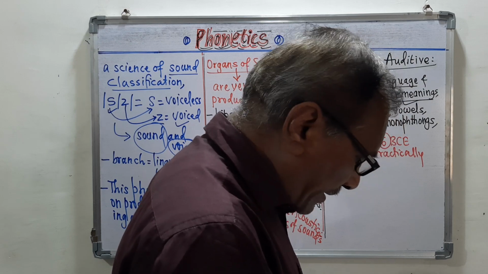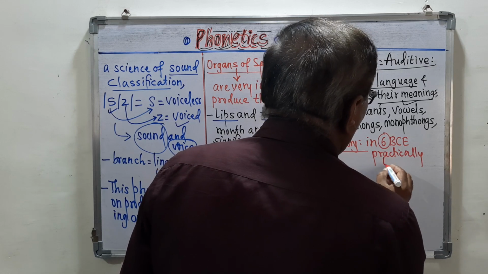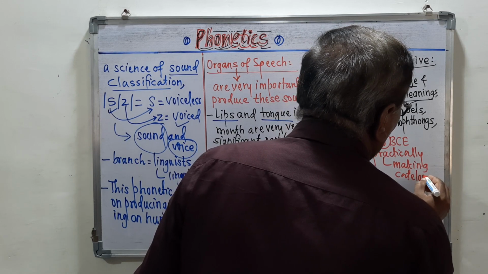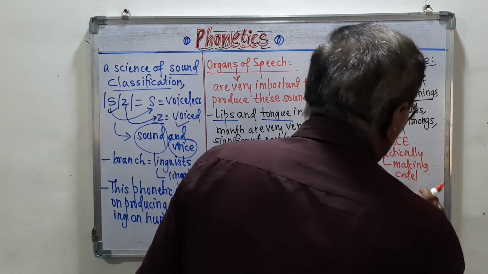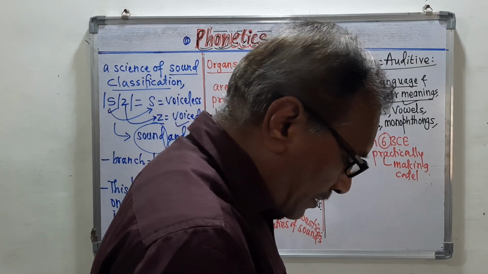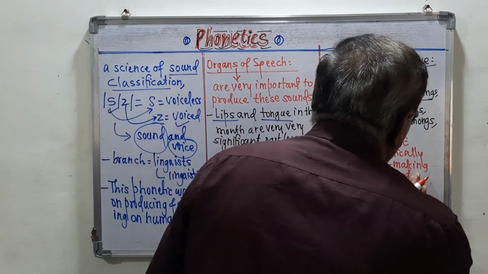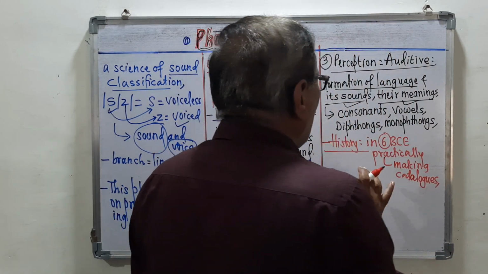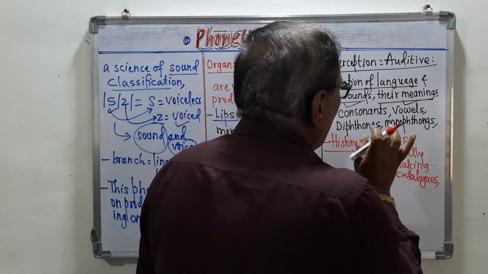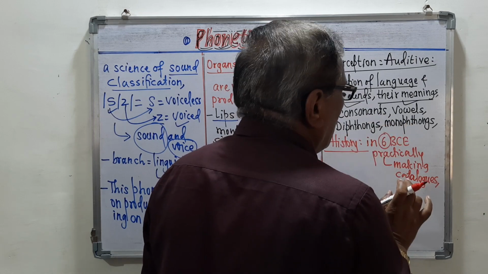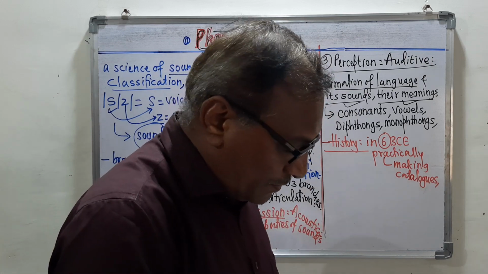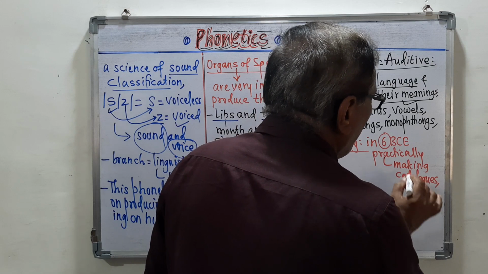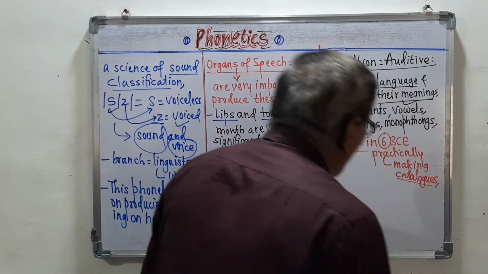And in this period, they made the catalogs. Remember, the spelling is catalogs. So what is the point? The point is that in the 6th century BCE, the early Sanskrit grammarians practiced these phonetics, and they made the catalogs of these phonetics. That is the important point.